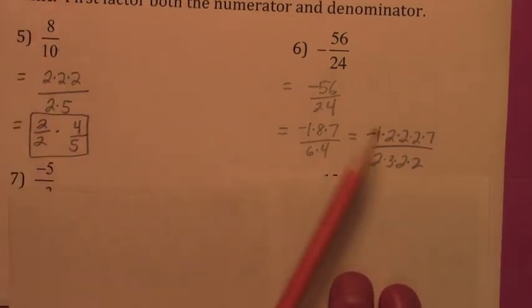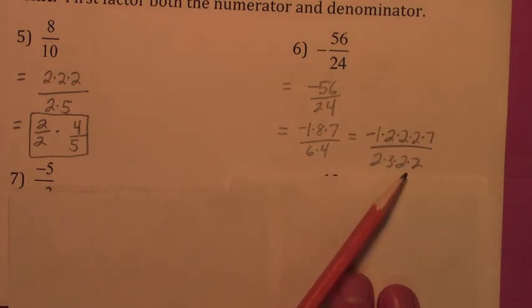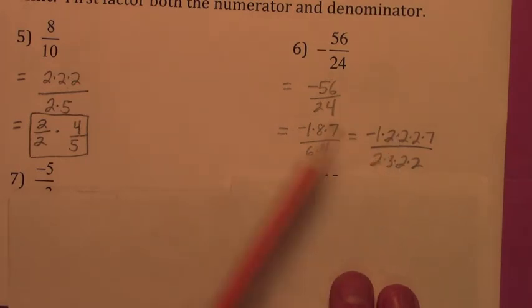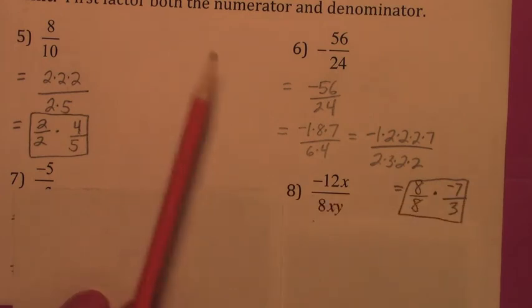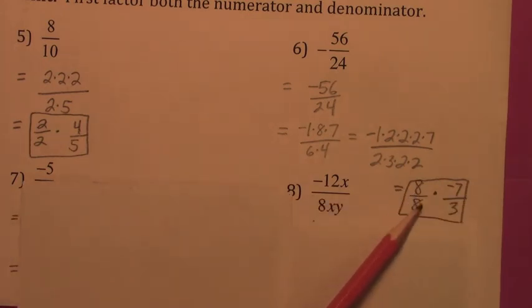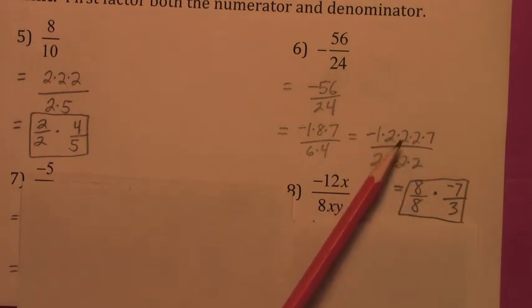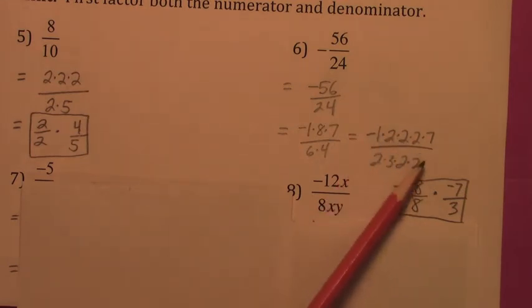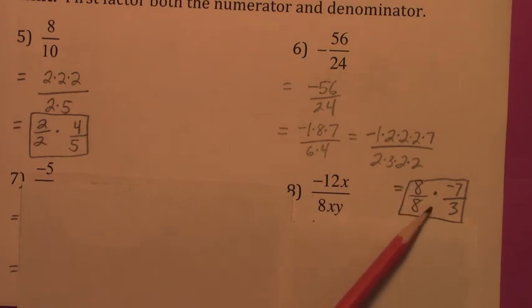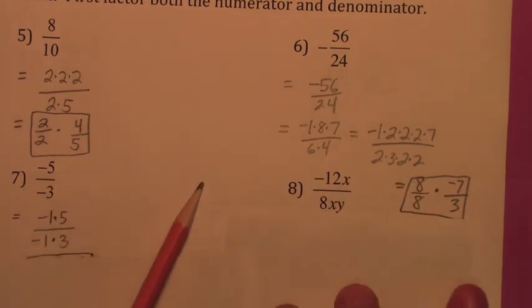Well, what's going to be your factor of 1? Well, there's a 2 here and a 2 here, and there's actually 3 2's on the top and 3 2's on the bottom, which equals 8 over 8. That's going to be your 1. Now what's the other fraction? Well, what do you have left if you take away the 3 factors of 2? You'll have a negative 7 on the top and a 3 on the bottom. So this is what they want you to do. A couple more, then I'll give you some to try.